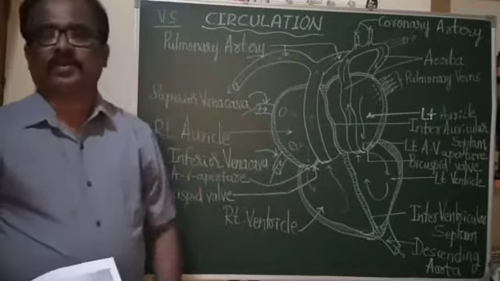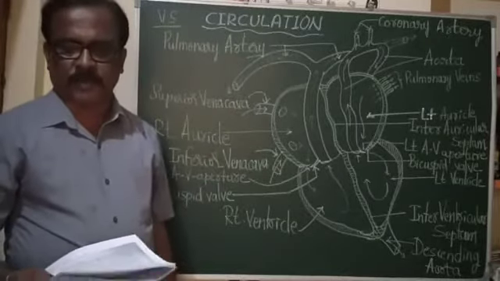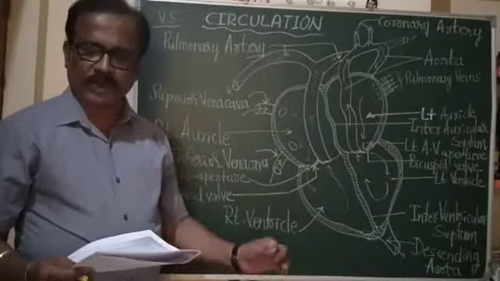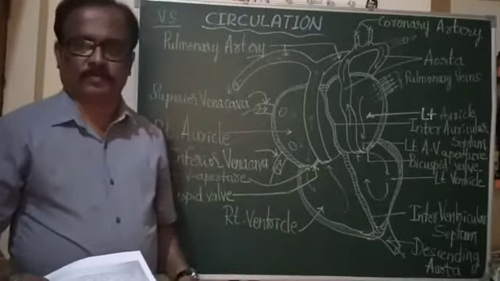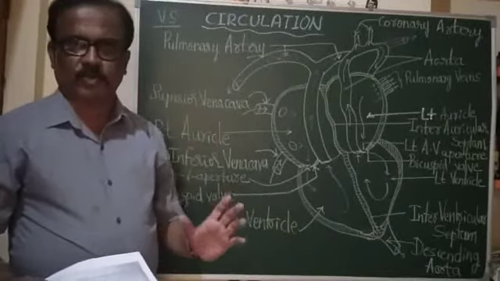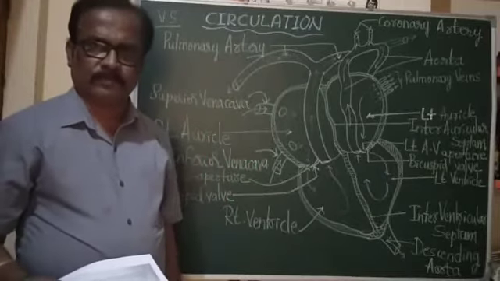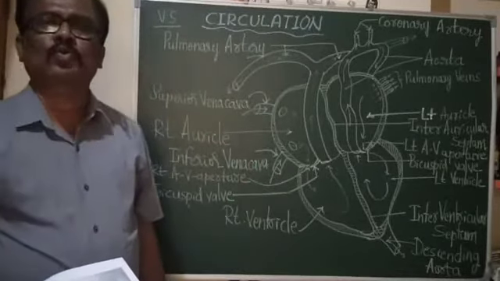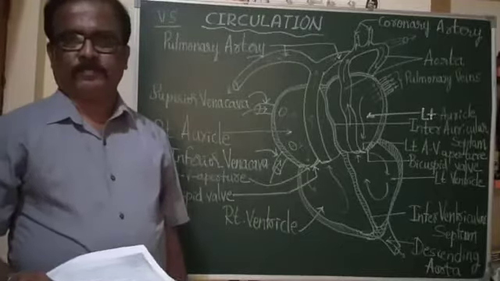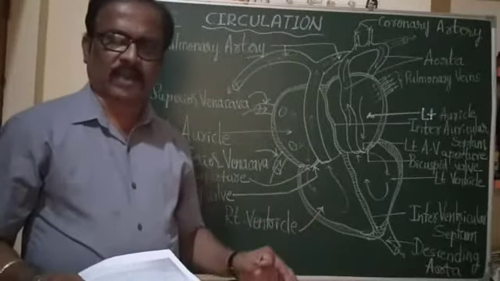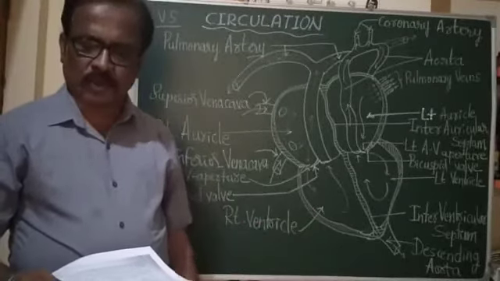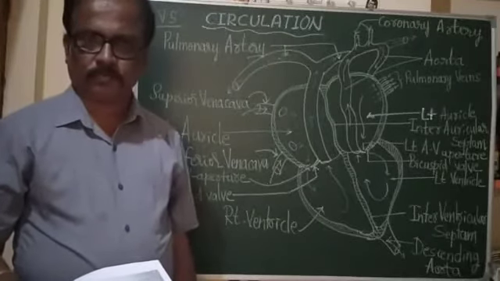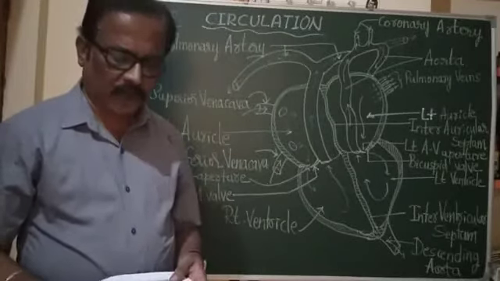About the weight of the heart in adult human beings: in case of males, 280 to 340 grams, and in case of females, 230 to 280 grams. That is the weight of the heart.